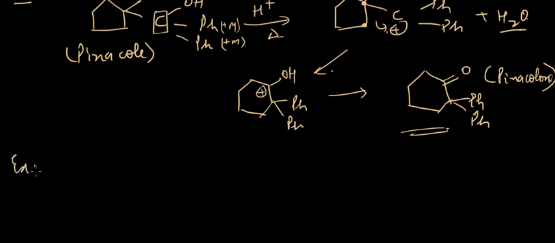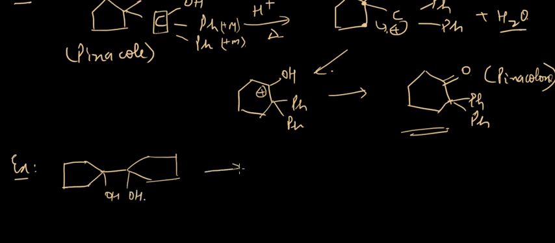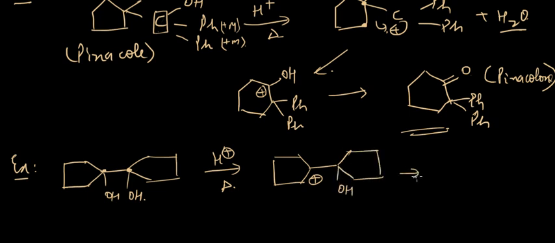Okay, next let us talk about another example. Here we have something like this, and OH attached at both positions. We pass it in acidic medium and we heat it. So what would be the product formed? You can remove OH from either of the two carbons because these are identical. So in the intermediate we will get positive charge here and OH here. So again it's a case of ring expansion.